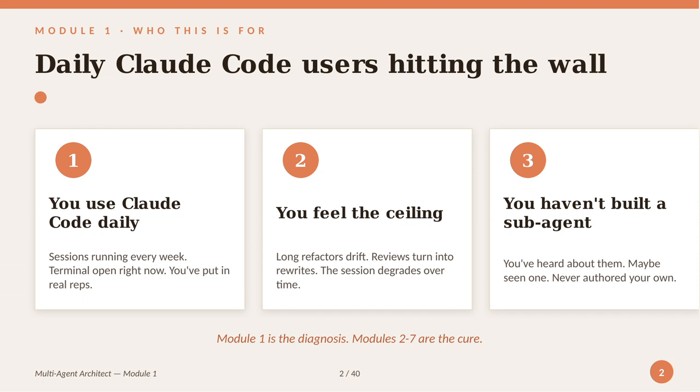The instinct is correct. Card 3. You haven't built a subagent yet. You've heard about them. Maybe seen one. Read the docs. But you've never authored your own from scratch and put it into production. If those 3 describe you, you're in the right room. Module 1 is the diagnosis, naming what you already feel, and modules 2 through 7 are the cure. By the end of this course, subagents won't be a concept you've read about. They'll be infrastructure you've built and shipped.